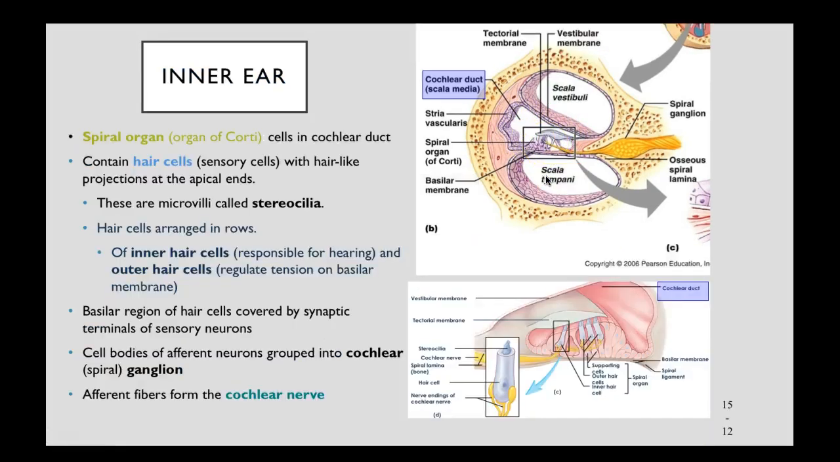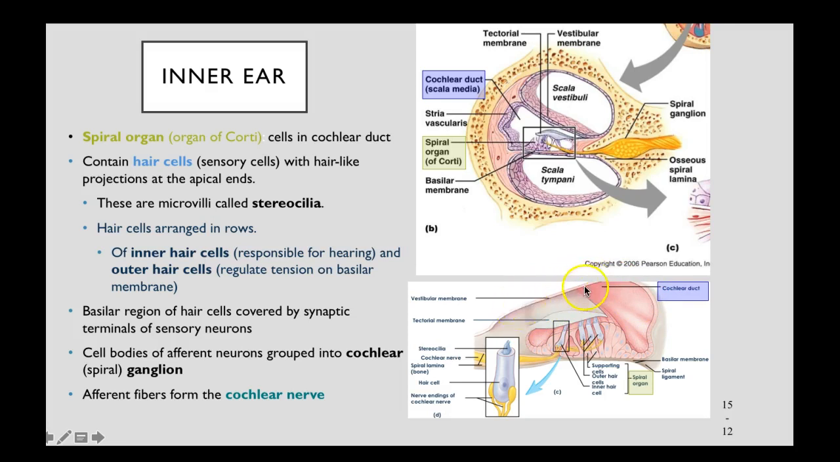Now there's also one very special structure within your cochlear duct that assists us with hearing, and that is your spiral organ or organ of Corti. And this contains our special hair cells. So if you look at this picture below, it is a magnified image of your scala media. So just to orientate you real quick, all of this is our cochlear duct in here.